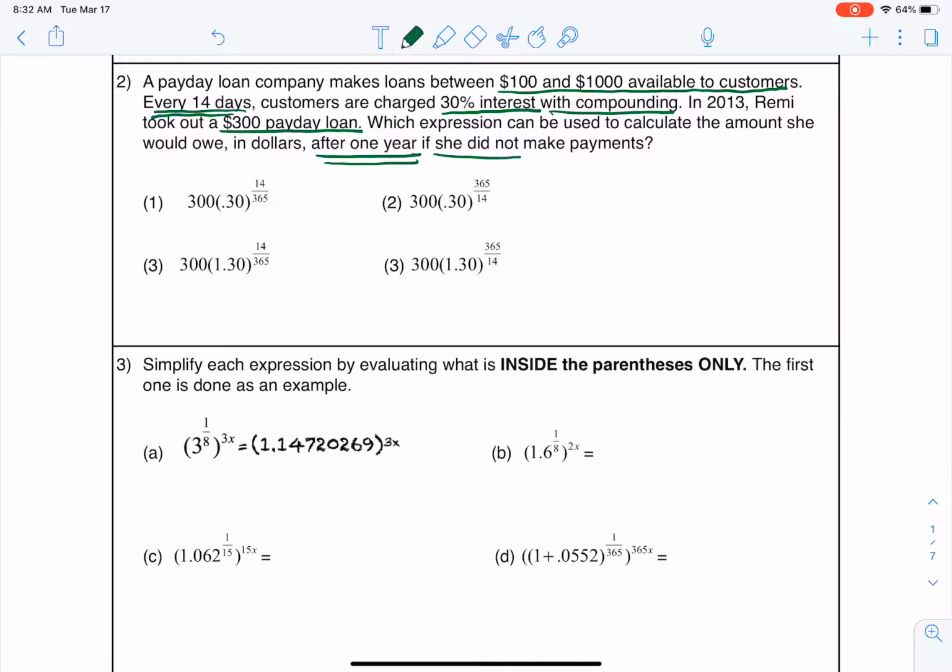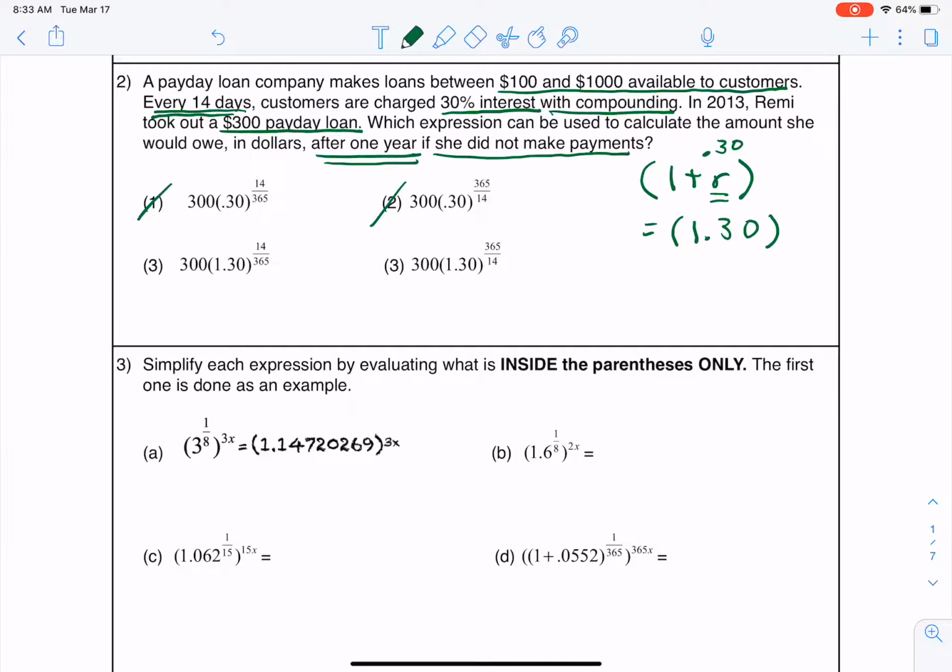All right, so because this is a loan and we're accumulating growth, in the rate part of the equation we're going to need to be adding that rate on. Because it's 30%, that's going to be 0.30. So inside the parentheses we should see 1.30. So automatically, I can eliminate option 2 and option 1.